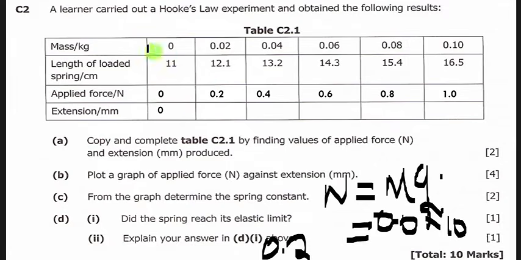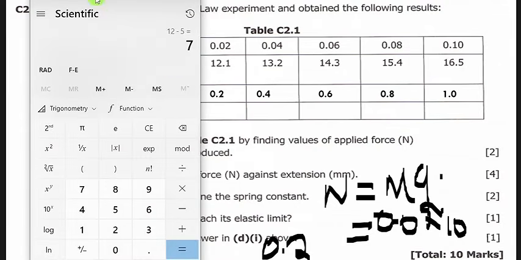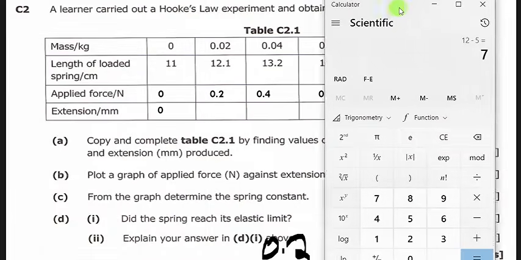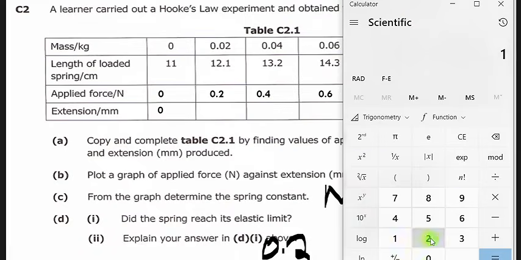final minus original. So you get your calculator and say final, 12.1 minus 11. What do you get? 1.1. So here it will be 1.1. Then here again, final minus original, which will be 13.2 minus 11, which will be 2.2. Again here you say 14.3 minus 11, which will be 3.3.